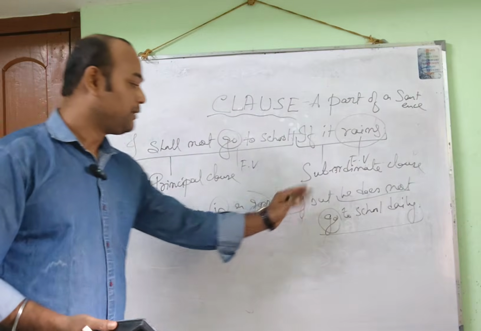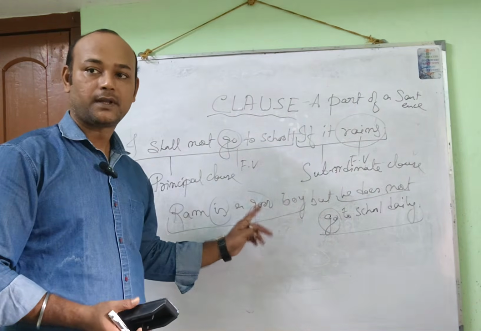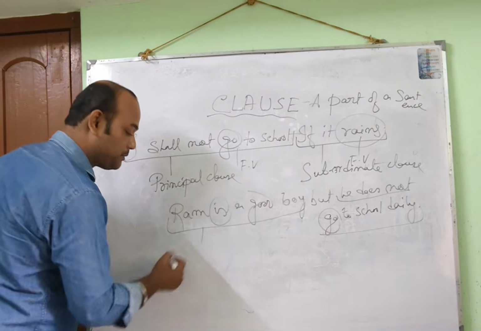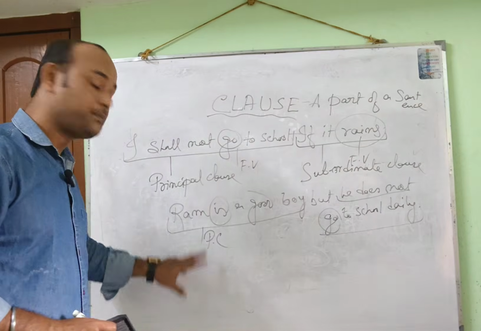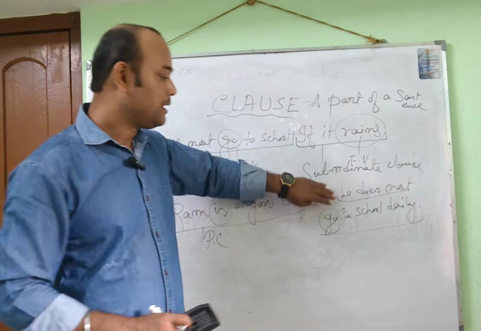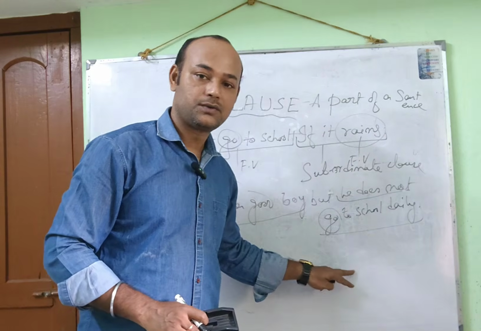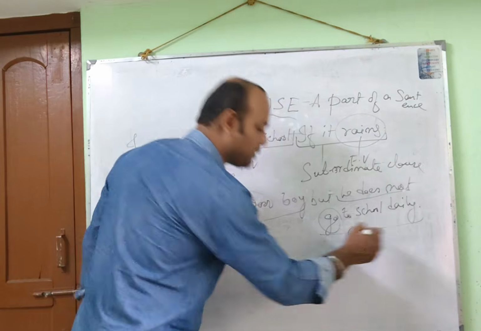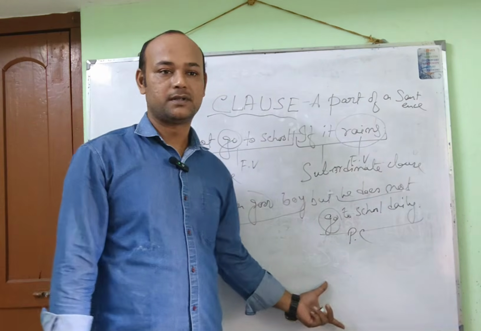Now see, if we remove this part, can you write this? Ram is a good boy. Anyone? Can you write this? Yes. Very good. That means it's a principal clause. I am writing the short form. It's a principal clause, independent clause. If you remove this, can you write this? He does not go to school. Of course, you can write this. So it's also a principal clause. How many principal clauses are there? We have two principal clauses.